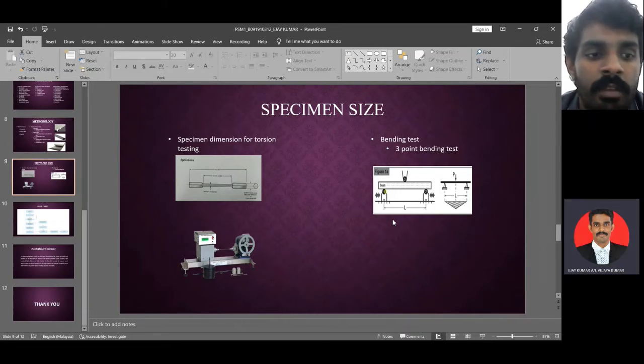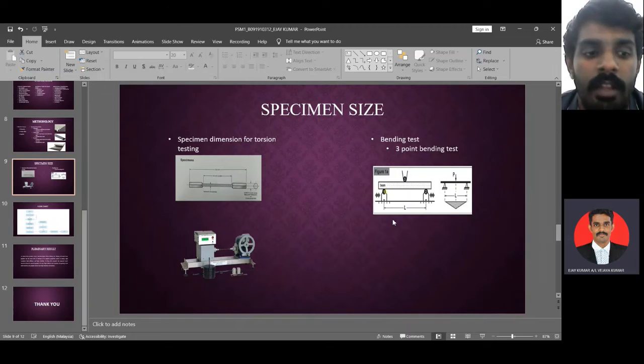Thirdly, place the specimen in position and make sure both ends are secure. Fourthly, add mass and measure the angle of rotation. Fifth, repeat the process of adding mass until the specimen is punctured. That is for the torsion test.